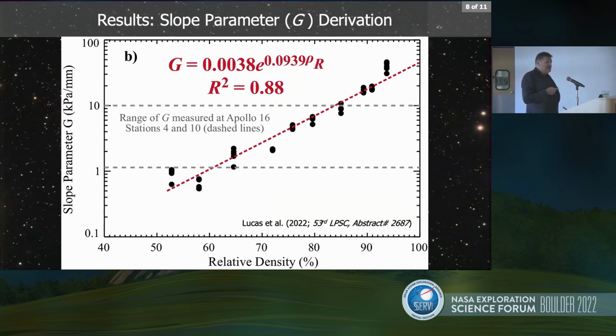to determine the range of strength in terms of G for LHS1 over a range of density from 53% to 94%. And these data yield a strong exponential relationship and are in good agreement with the range of G values estimated during the Apollo 16 at stations 4 and 10.